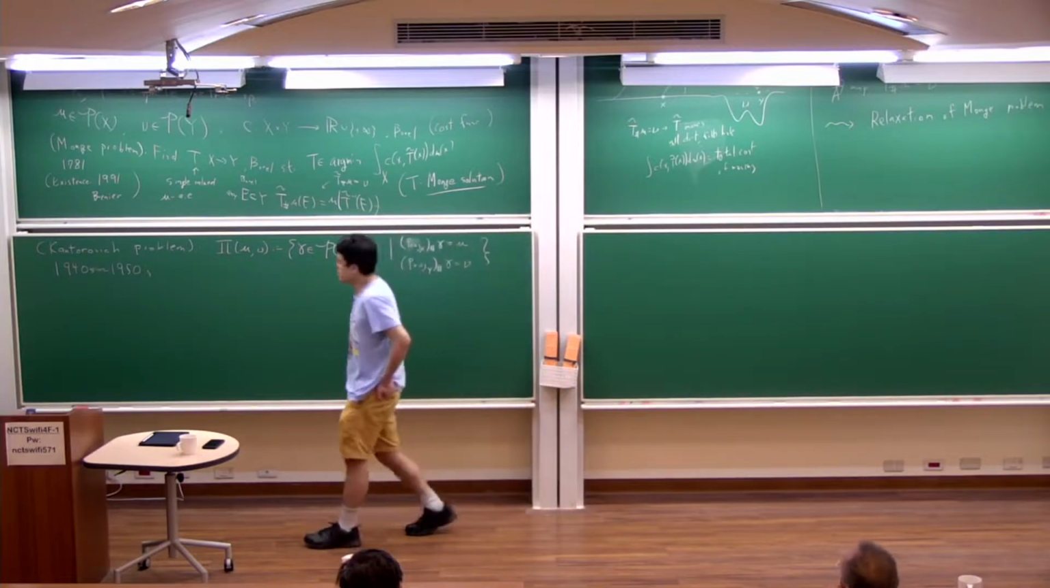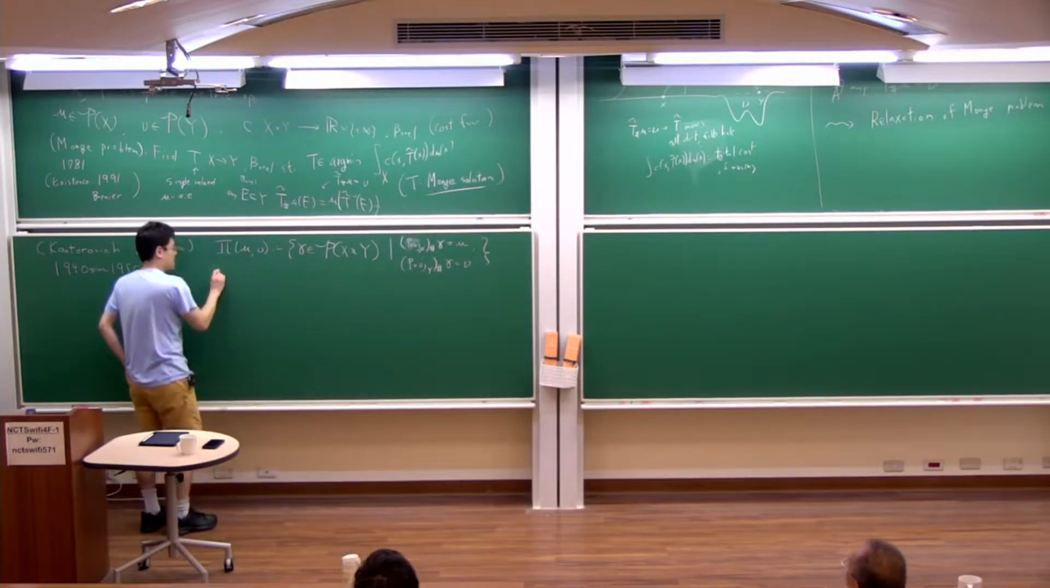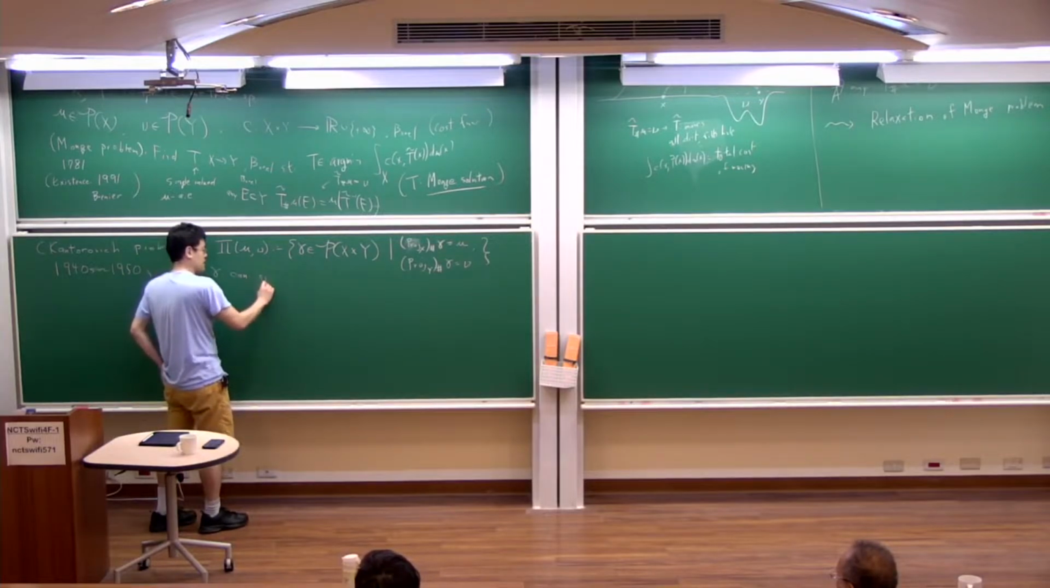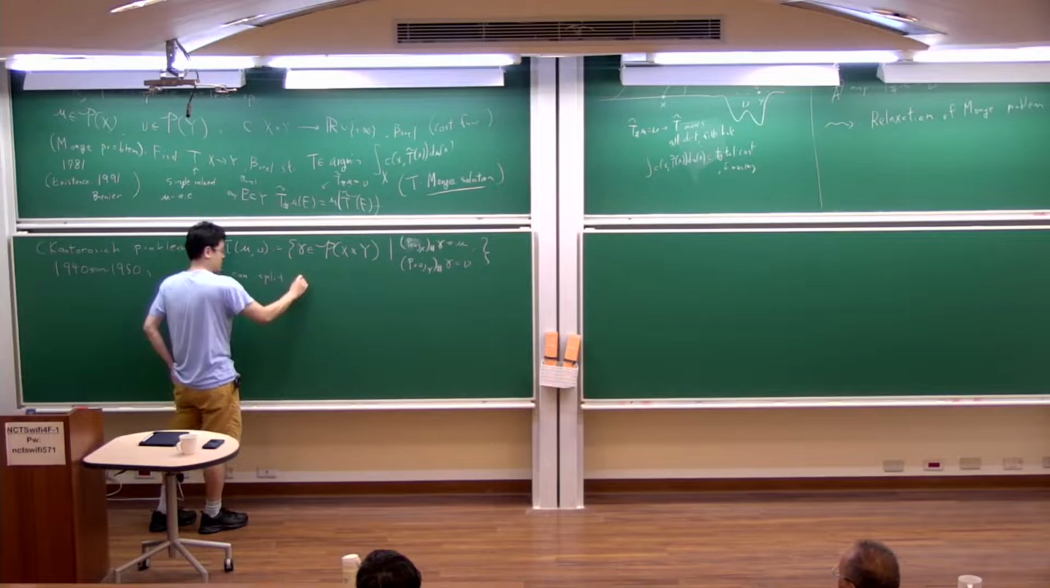So one way you can think about this is that gamma can split mass anywhere.